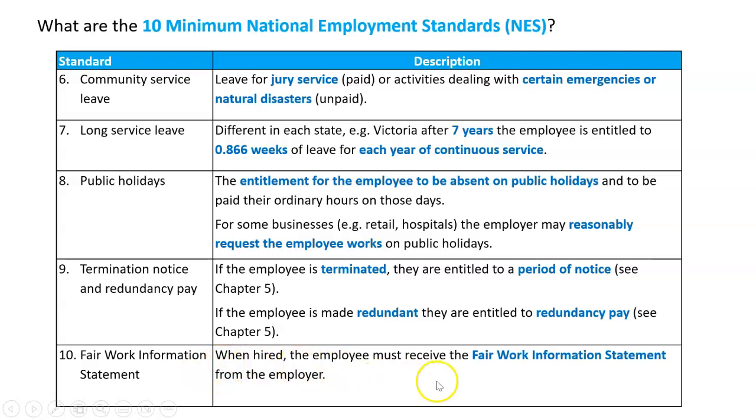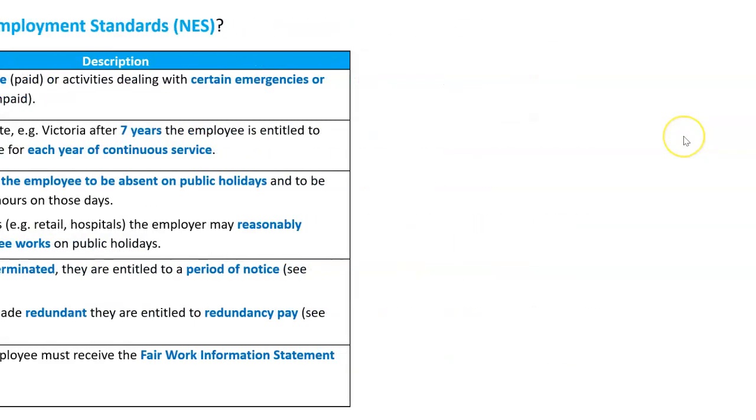It says when hired, the employee must receive this, and all it does is outline all these things that we've just spoken about here. And they're the 10 National Employment Standards, or NES. Now remember, you don't need to know them individually, you just need to know that they exist, and they serve as kind of like a background or a safety net.